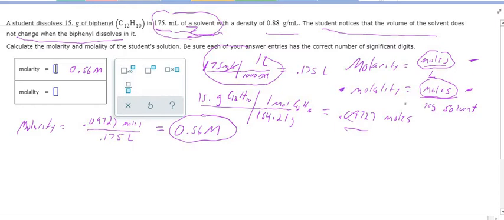Alright, so let's solve for molality now. Molality again is moles per kilogram of solvent. It doesn't give us a mass of solvent, but it does give us this conversion factor of density. I would rewrite that density up here, that's really saying 0.88 grams are in 1 milliliter. It's just easier for me to see it in a fraction rather than written in a sentence. So let's get those kilograms of solvent, because that's what molality is, moles per kilogram of solvent.